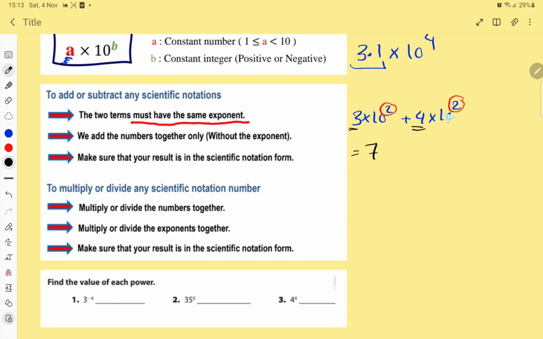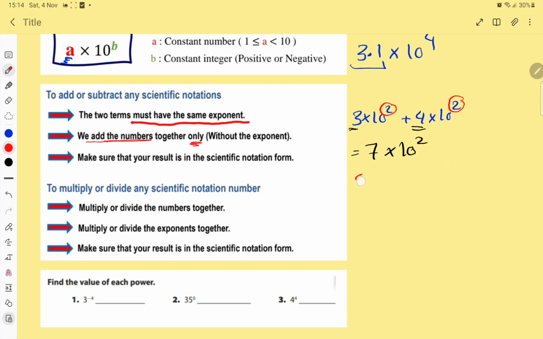Should I add the powers? No. In addition or subtraction, we keep it as they are. So 7 times 10 power 2 as it is. So we only add the numbers only. 3 plus 4, 7. Make sure that your result is in scientific notation form. It must be in scientific notation. And the same thing here applies for subtraction.